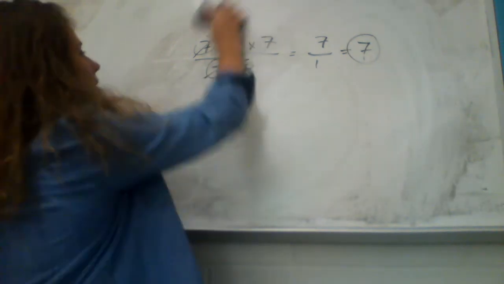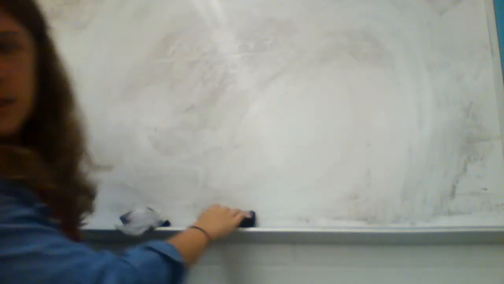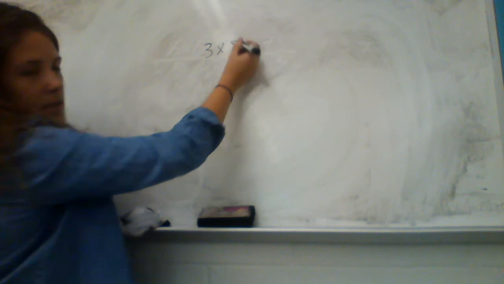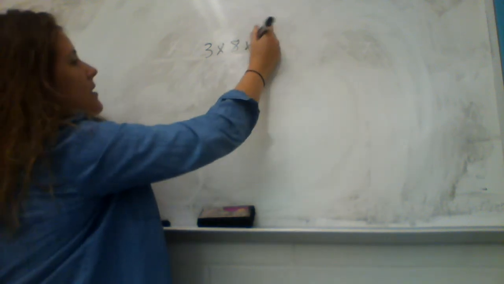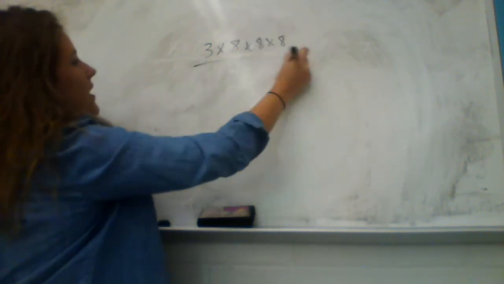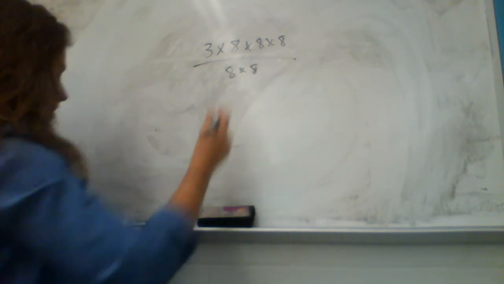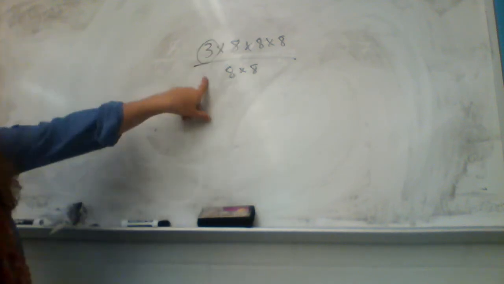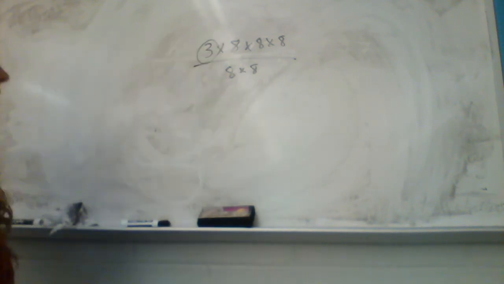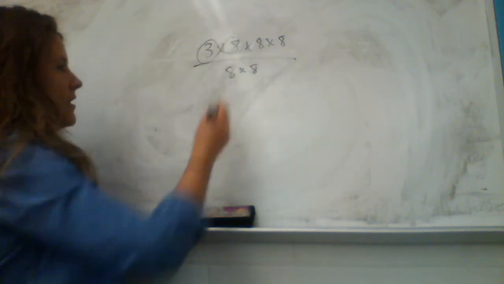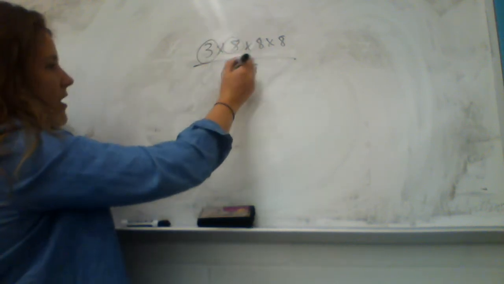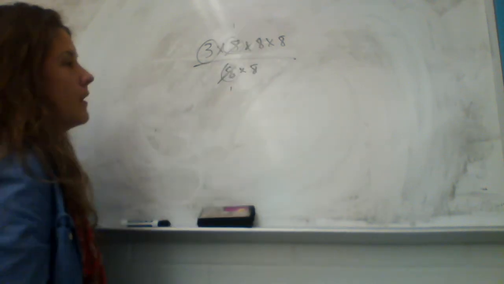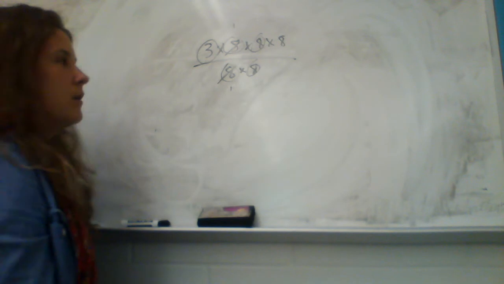Let's try another one. This next one is a little trickier. I have 3 times 8 times 8 times 8 divided by 8 times 8. So I'm going to start with this. I see my 3. I want to simplify it. I don't have any 3s at the bottom, so I'm going to leave that alone. I have an 8 here. I can divide it by this 8 here. 8 divided by 8, those will cancel out, and that gives me 1. This 8 divided by 8 will cancel out.